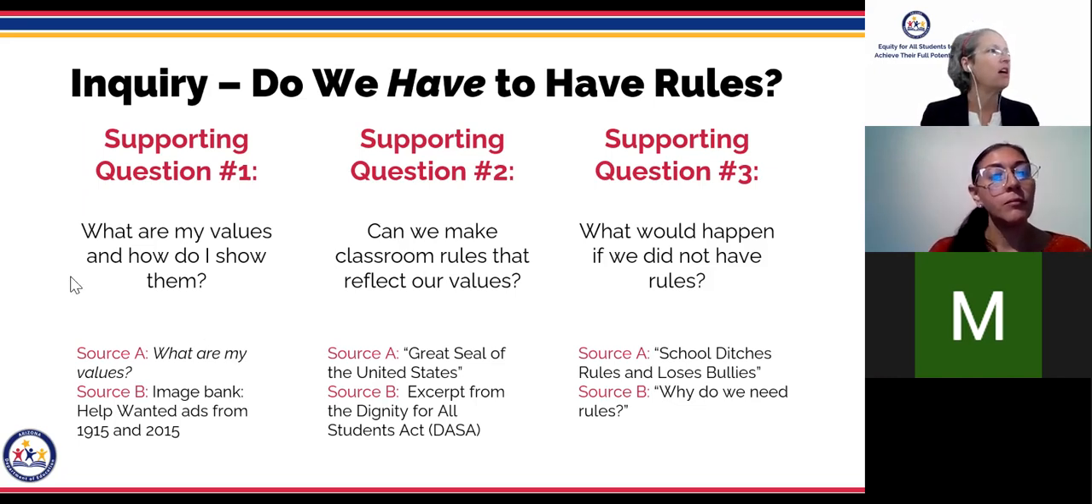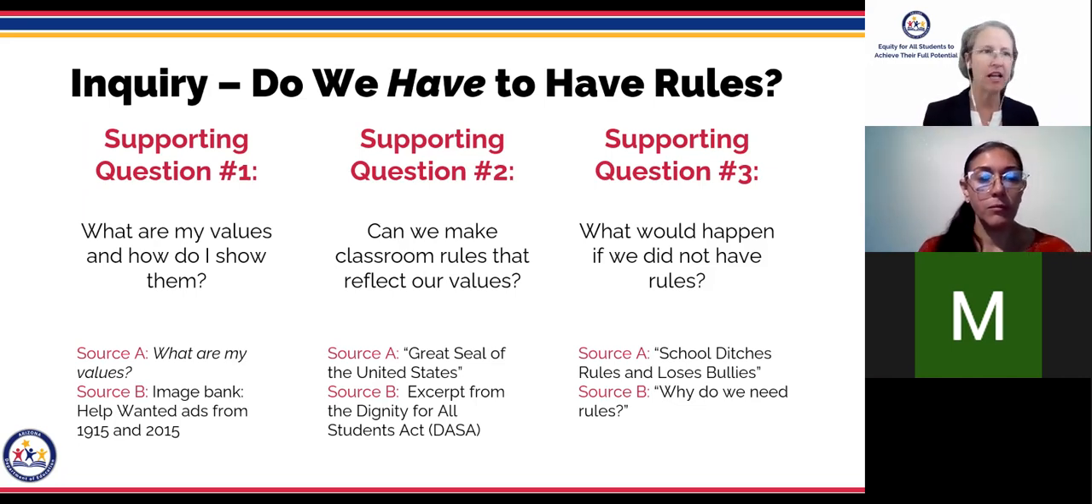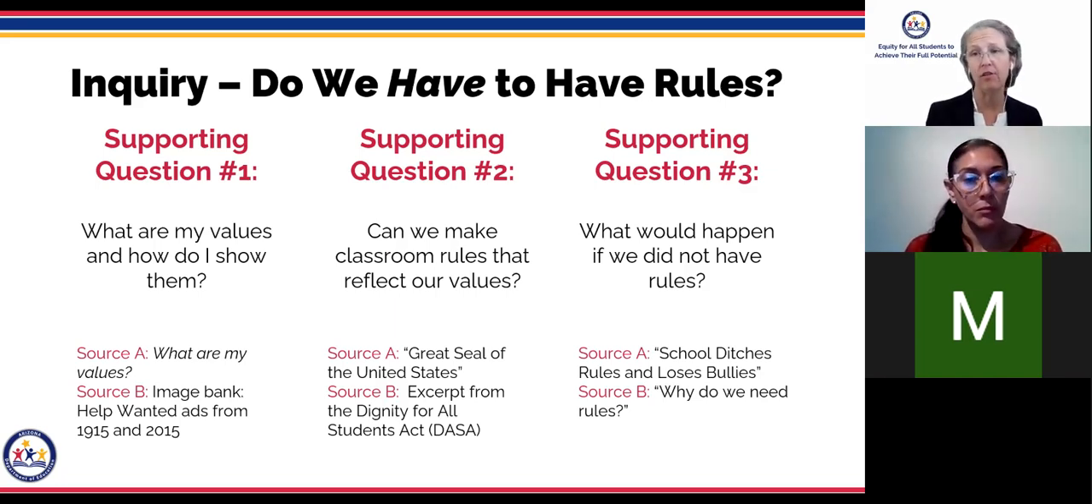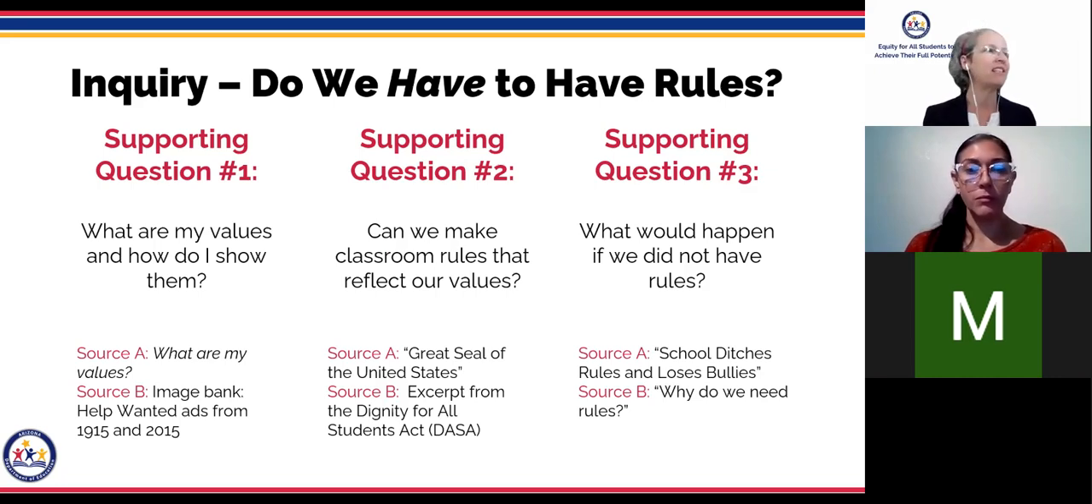So in this case, question number one starts with, what are my values and how do I show them? And the nice thing about the C3 is that they have already given you both the primary and secondary sources, and they've already excerpted them down. So sometimes when you go out, say to the Library of Congress, you may find an excerpt of something, or you may find a document or something like that. They've already taken those and made them grade appropriate. And even if, say, in second grade, you're using a kindergarten one, that's fine. You're within that grade range, right? And it's nice that they've already done that.